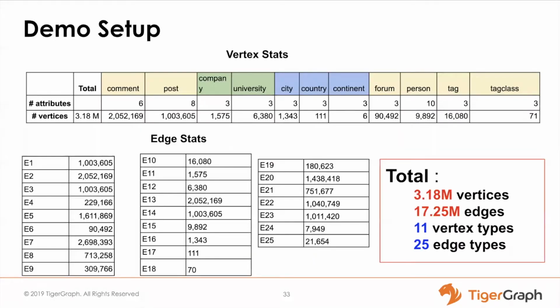So the demo setup. So today I'm going to use the scale factor one of the benchmark query, benchmark workload. It has 3.18 million vertices, 17 million edges, and has 11 vertex type and 25 edge types. And there are attributes on the vertex types, and some edge type has attributes. I didn't list them here.